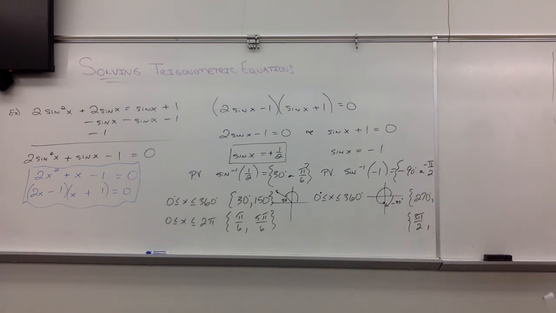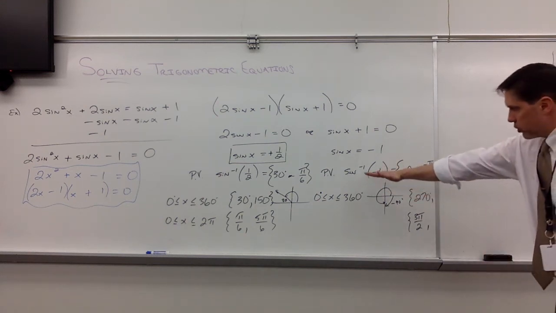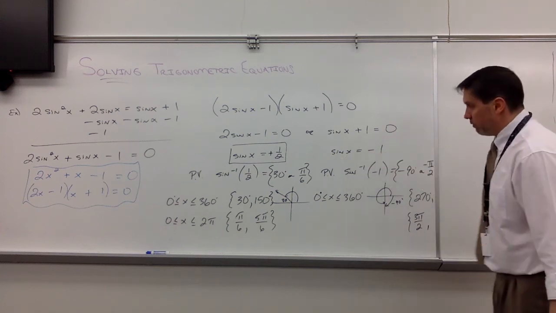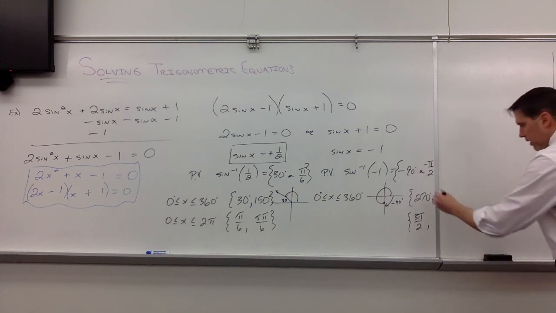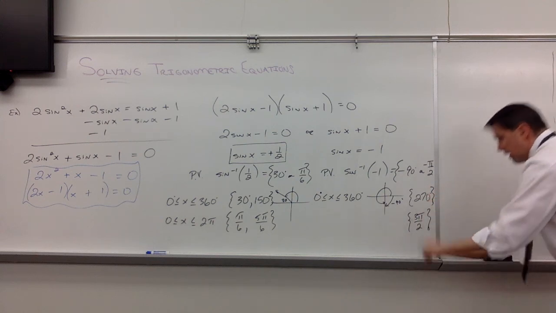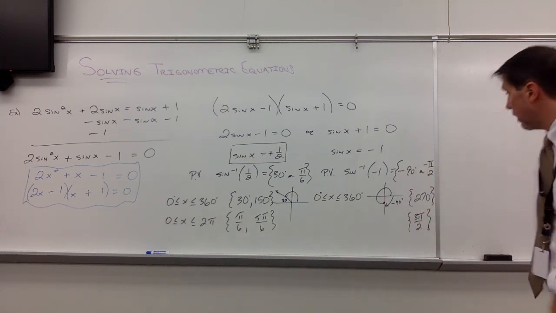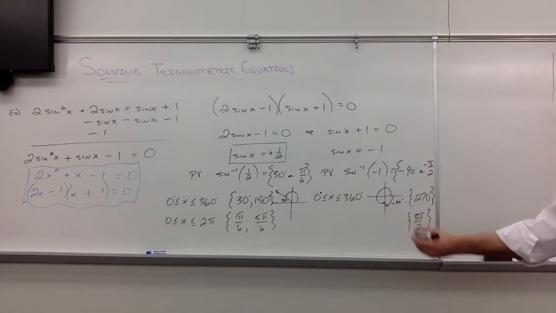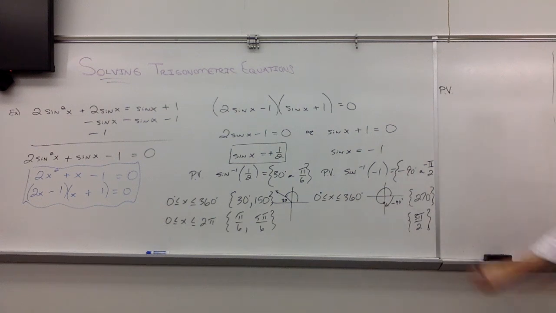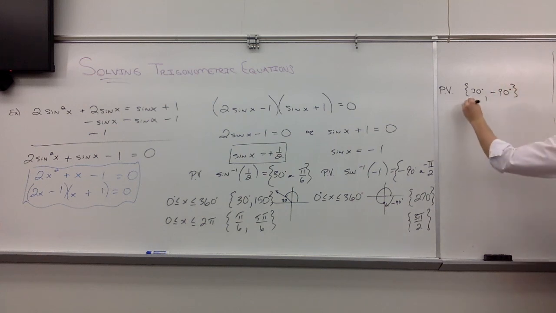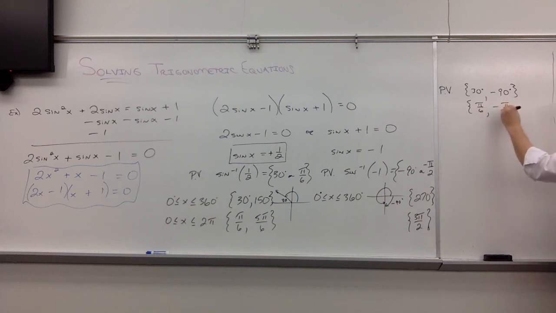And then the other solution, is there anywhere else where sine of x is negative 1? And the answer is no. Graph sine out, and there's only one place where sine is at negative 1, from 0 to 2 pi. So how do I say my solutions? Well, there you go. Let's hurry up on this one. Principal values, we would say, well, we got 30, and we got negative 90. That's if they ask for degrees. If they ask for radians, we would say pi over 6, negative pi halves.